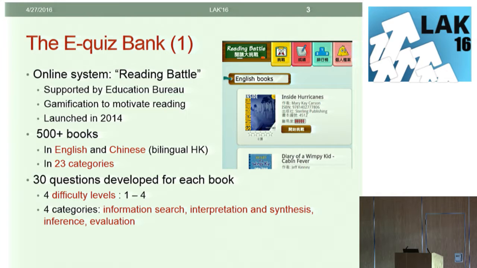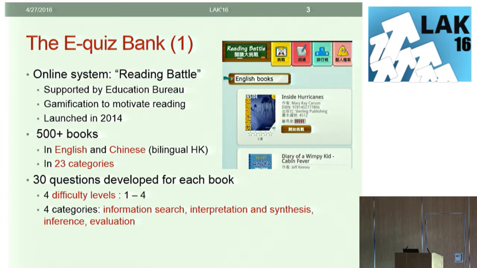So these are screenshots of the system, and this system actually included both English and Chinese books. As you know, in Hong Kong we are a bilingual society, and the system contains more than 500 books as of last year when this paper was written. And those books were organized into 23 different categories or genres, like folklore and fairy tales, science, and so on.